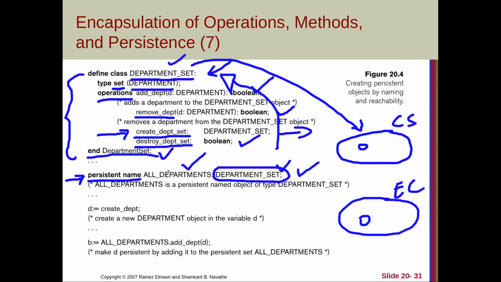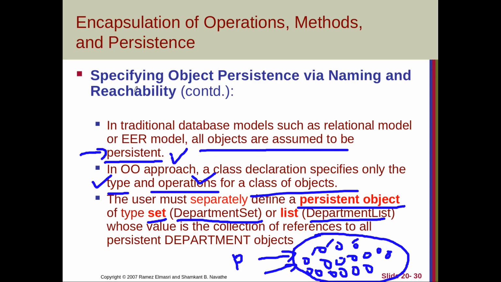Now through this all departments, we can access the different department objects, they can be reachable, because all departments is a persistent object name, and all the departments are under that all departments persistent object name. Now through this all departments persistent object name, other objects can be reachable. So our heading was reachability.